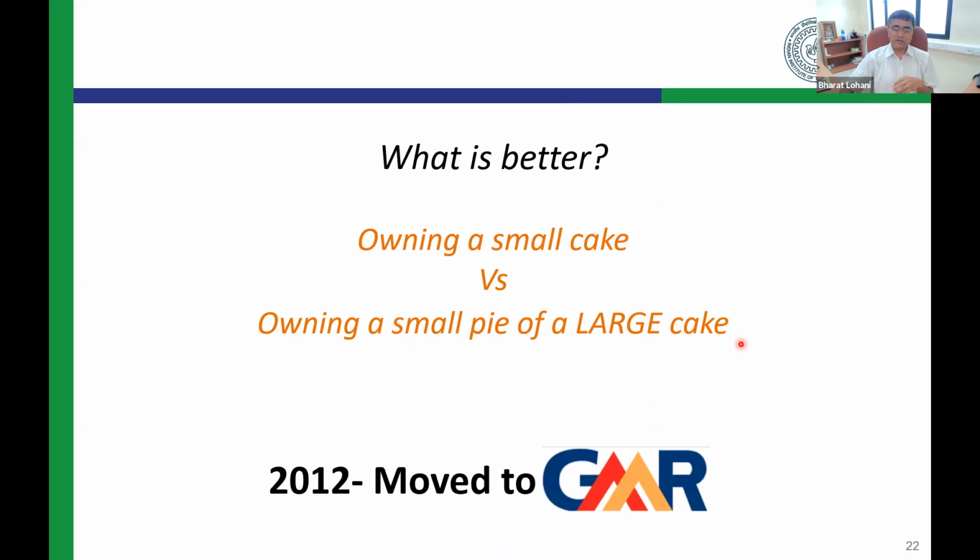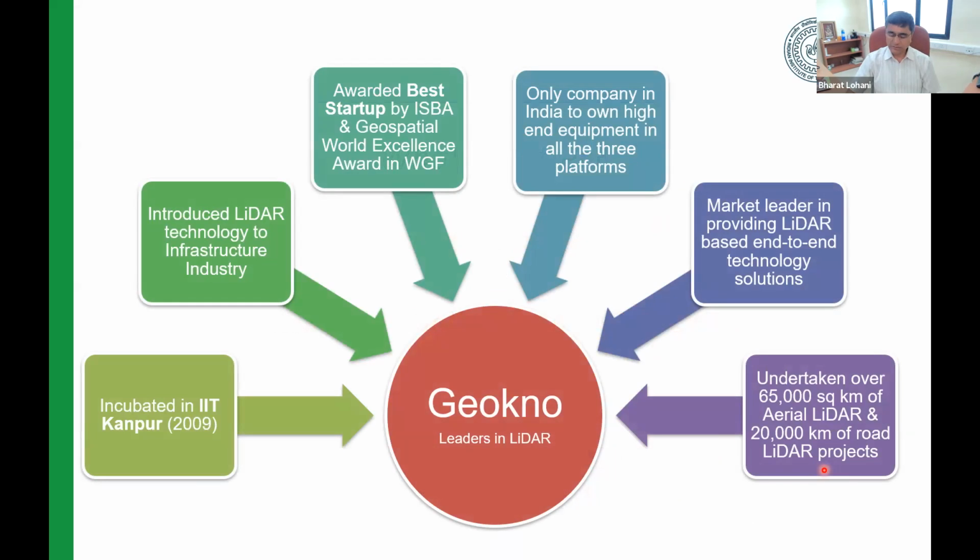And we joined the GMR group. So our company GNO became a subsidiary of GMR. Since then, a lot has been done within the company, and it is a leader in LiDAR technology in India. It operates all kinds of platforms: terrestrial, mobile, aerial, drone, helicopter, and aircraft platforms, and has captured around 70,000 square kilometers of aerial data and 20,000 linear kilometers of mobile data, and around 150 successful projects. So a lot of work has been done.